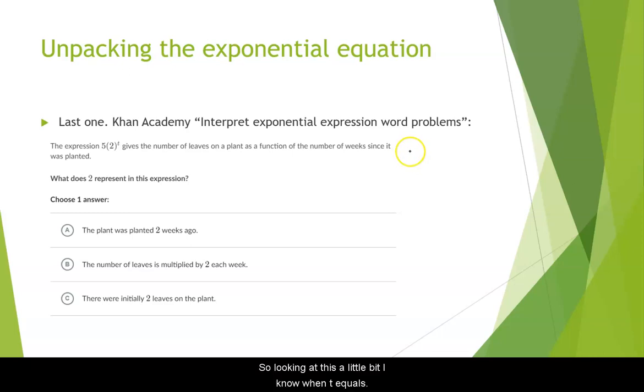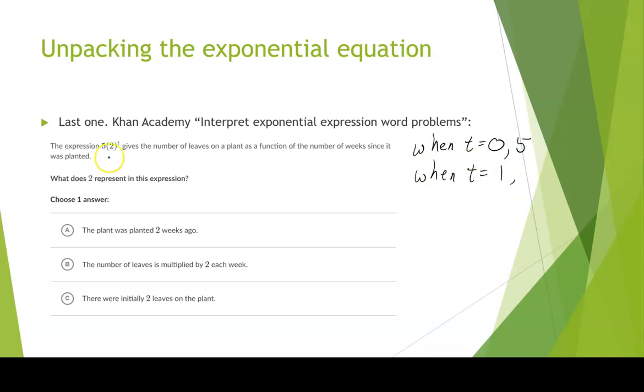So looking at this a little bit, I know when t equals 0, the expression is going to become 5 times 2 to the 0 power. Anything to the 0 power is 1, so 5 times 1 is just 5. When t equals 1, 5 times 2 to the first power is 10. When t equals 2, 5 times 2 squared is 4 times 5, which is 20. When t equals 3, 2 to the third power is 8. 5 times 8 is 40.